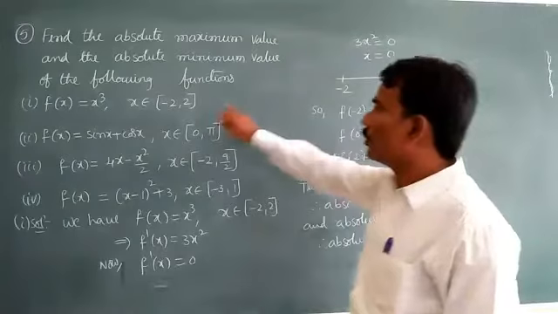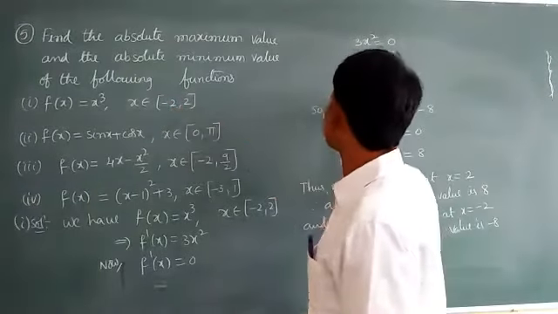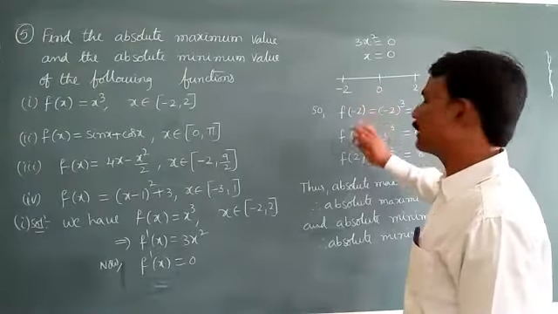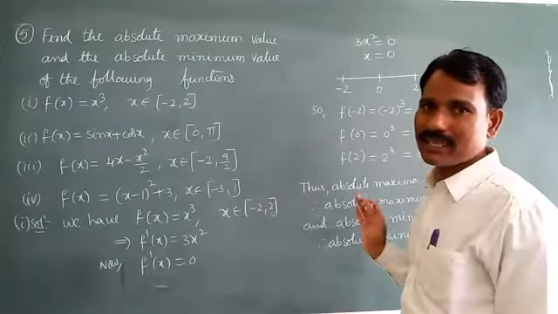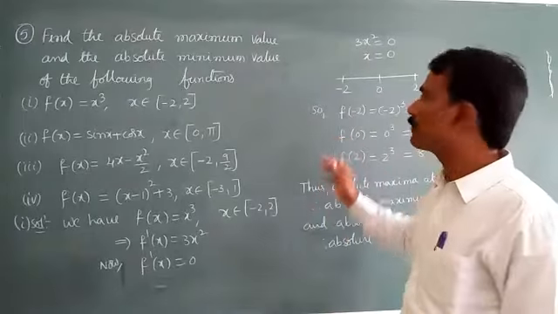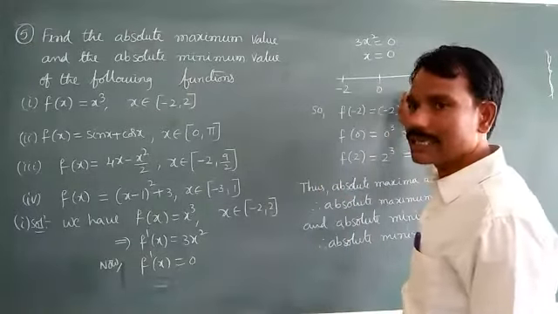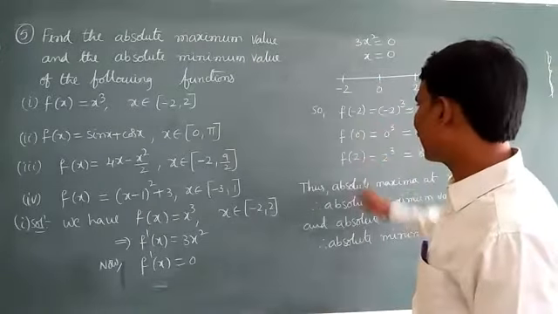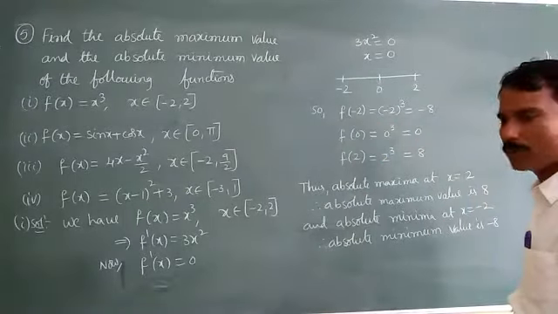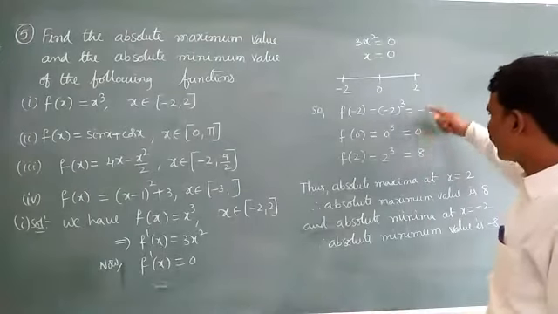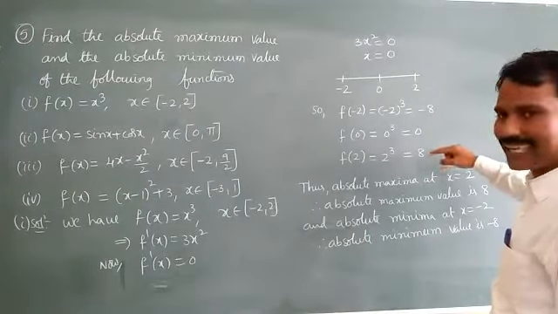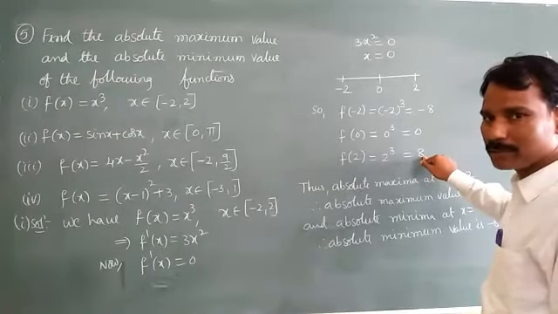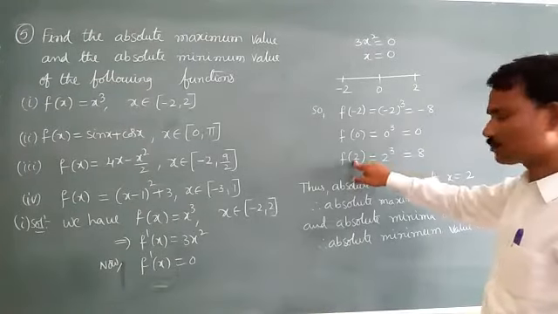Then x equal to 0 divides the given interval into 2 parts. Whatever the interval is, what is asked is the absolute maximum and minimum, so after getting the critical points, take the end points too. Now your points are minus 2, 0, 2. Calculate f of minus 2, f of 0, f of 2. Of these values, which is the highest value? 8 is the highest value. So this is called the absolute maximum, at 2.